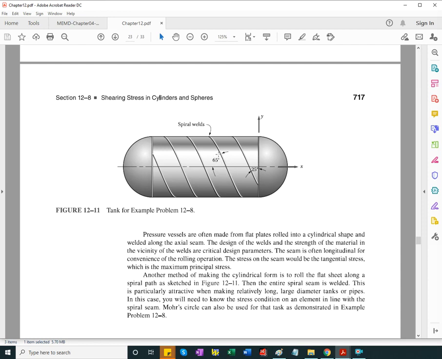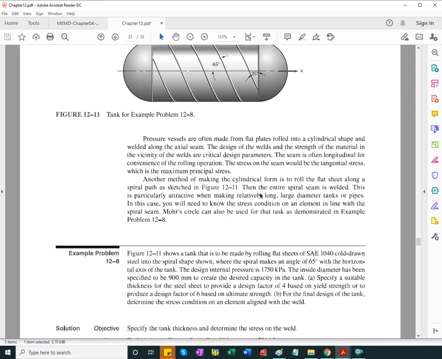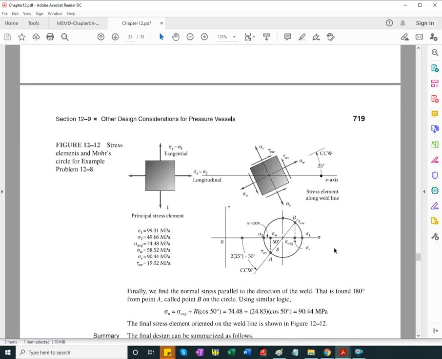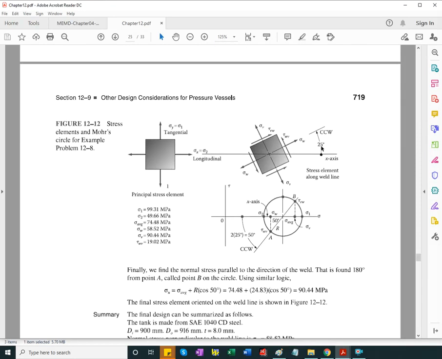Well, it's like going the long route. So 25 degrees rotated counterclockwise will align one side of the element with the direction of welding, with the helix on the side of the cylinder. So it's what they did. Now on the Mohr circle, again 25 degrees counterclockwise. On the Mohr circle, we need to rotate in the same direction but twice the angle.